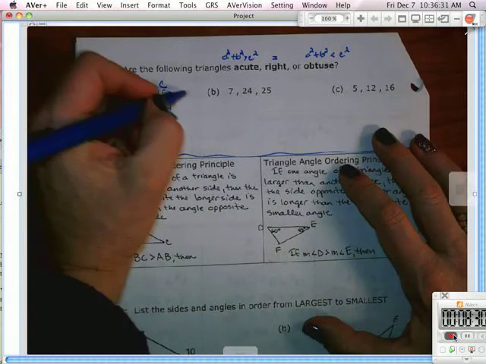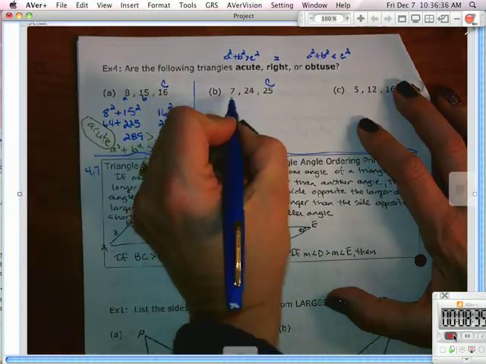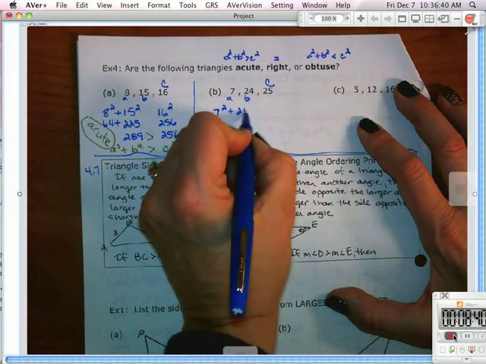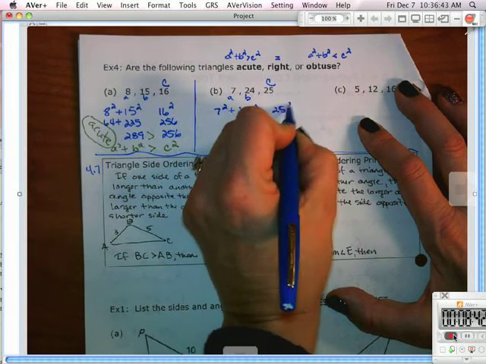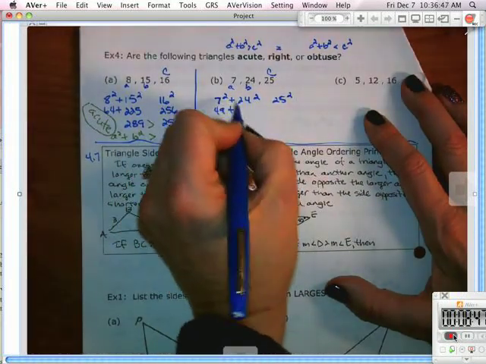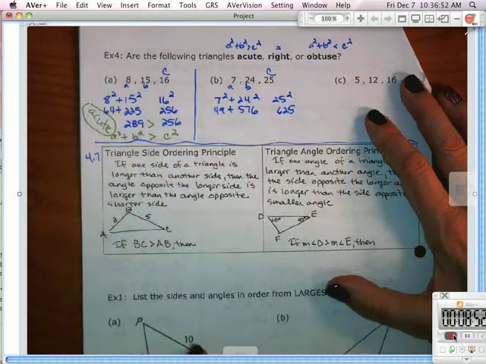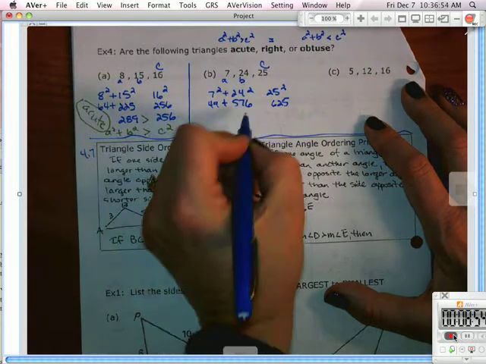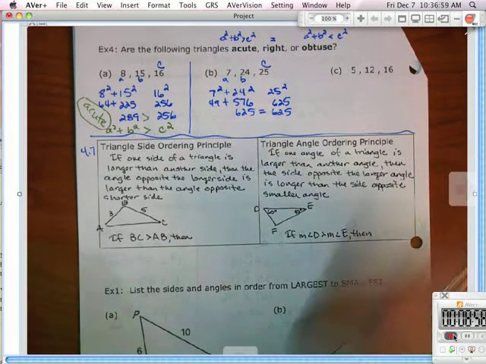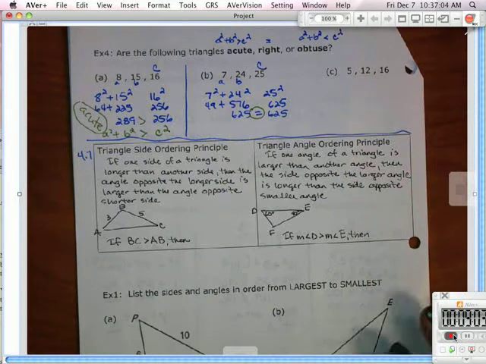Okay, let's try this one. Again, this is C. I'm going to make this A and B. 7 squared plus 24 squared. Leave that space in between blank until you figure out what it is. 49 plus 576 and 625 over here. 625 and 625. Oh, they're equal. So what does that tell me? Right. It's a right triangle.